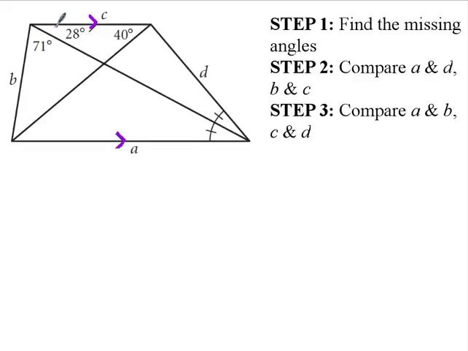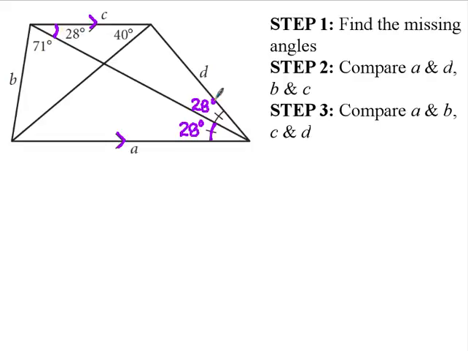What'd you say? 28, because what type of angles are they? Alternate interior angles. Notice those angles I've just highlighted in purple. Two parallel lines cut by a transversal. Your alternate interior angles are congruent. So I've got 28 and 28. Okay.